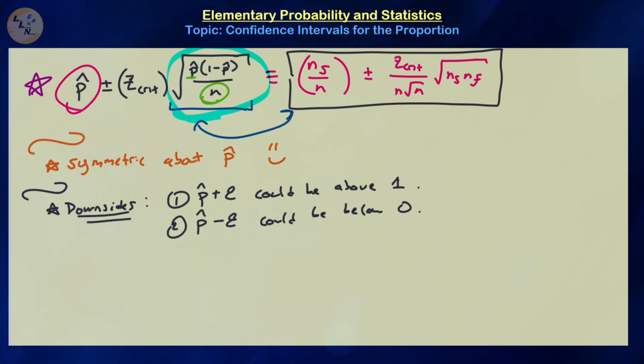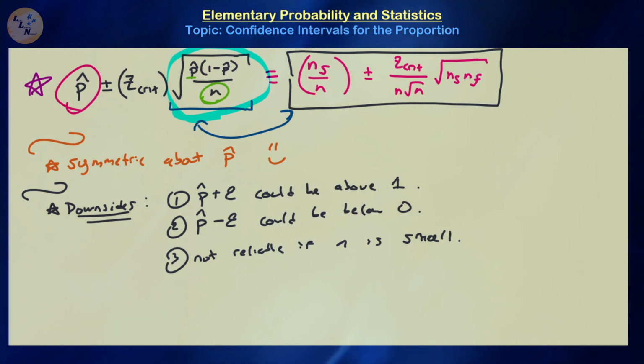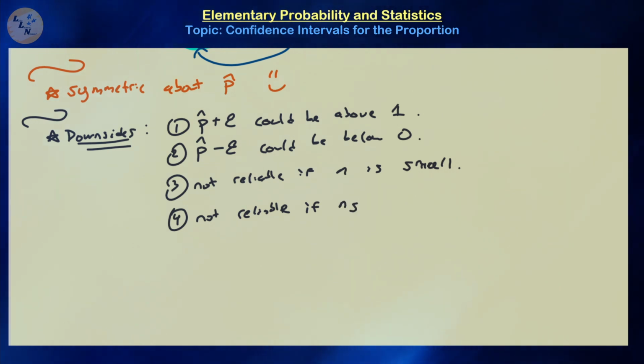Also unrealistic. 3, it's not reliable if n is small. That's a result of the de Moivre-Laplace theorem, approximation for modeling the distribution of the number of successes with a binomial distribution and approximating with a normal right after. And 4, it's not reliable if the number of successes or the number of failures is small, because that implies that the probability of success is close to 0 or close to 1, which will generate issues with, for example, the first two things.